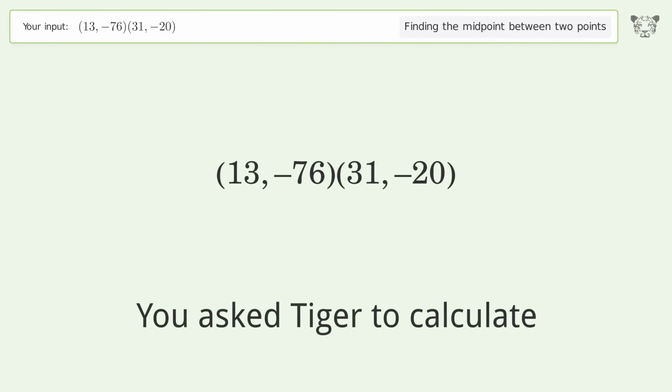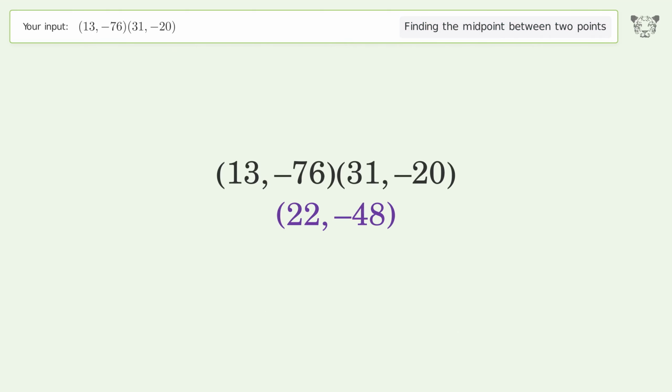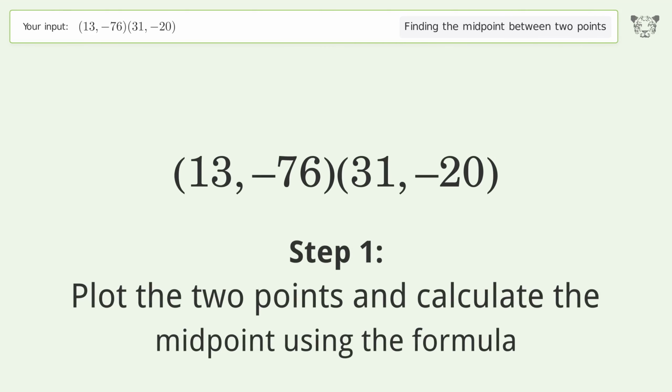You ask Tiger to calculate. This deals with finding the midpoint between 2 points. The midpoint between the 2 points is 22, -48. Let's solve it step by step. Plot the 2 points and calculate the midpoint using the formula.